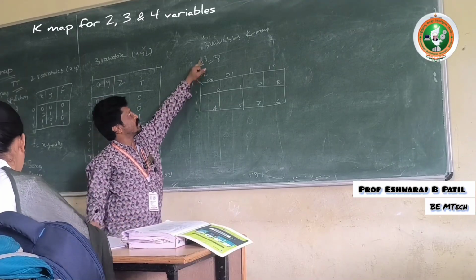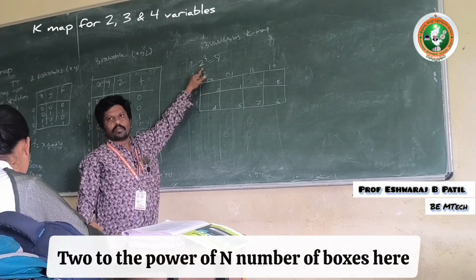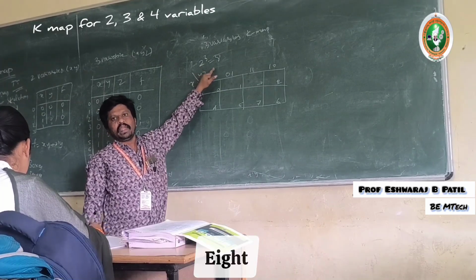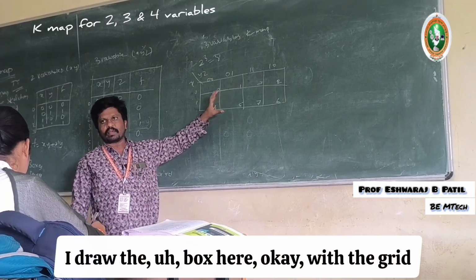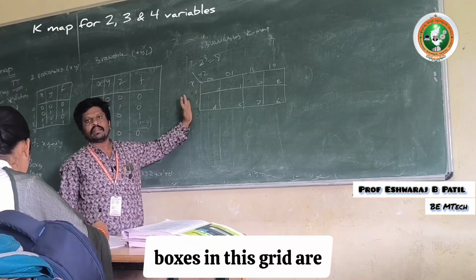First we think about how many variables there are. Next, 2 to the power of n is the number of boxes. 2 to the power of 3 is 8, so I draw the grid here. How many boxes are in this grid? 8.